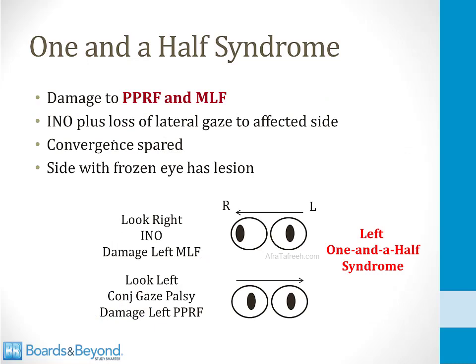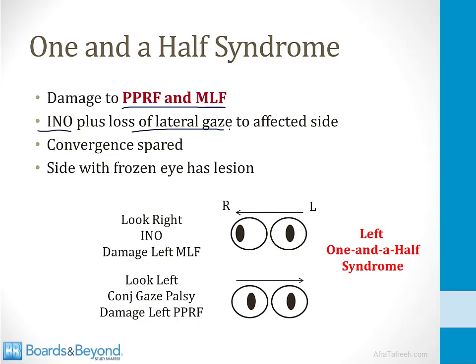The 1.5 syndrome is a gaze palsy that can occur when there is damage to both the PPRF and the MLF, and this can happen because these structures are located close to one another in the brainstem. Patients with the 1.5 syndrome develop an internuclear ophthalmoplegia plus loss of lateral gaze to the affected side.